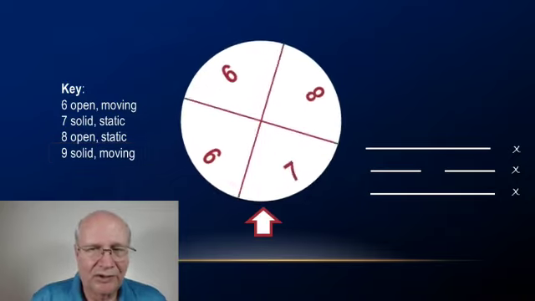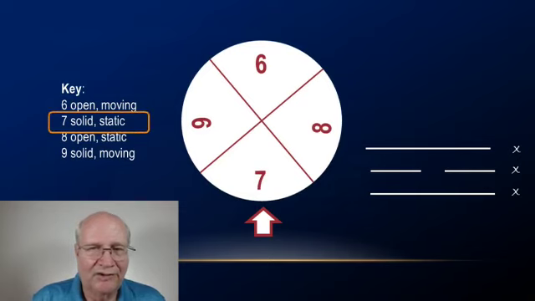We spin the wheel a fourth time, and eventually it stops, and this time it stops on a 7. The 7 is odd, solid, interior, static. So we put down a solid line, but this time we don't put an X by it. Why no X? Because it's not a moving line, it's a static line.